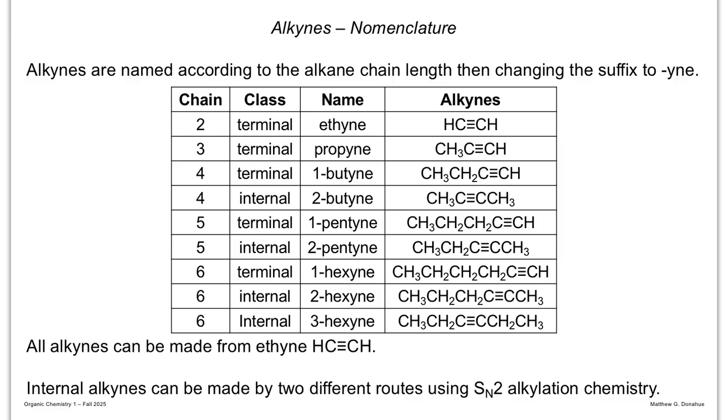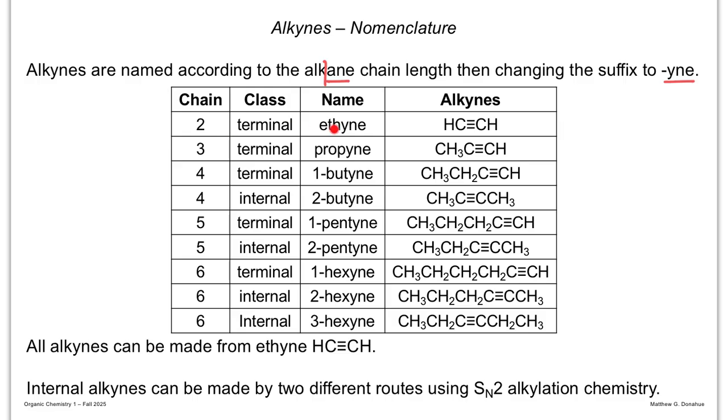So our nomenclature rules: we take the ANE and then change it to YNE to name alkynes. So really the A to Y substitution is telling you there's a triple bond in the molecule. And then based on the chain length, there might be a number in front of that which indicates the start of the triple bond.